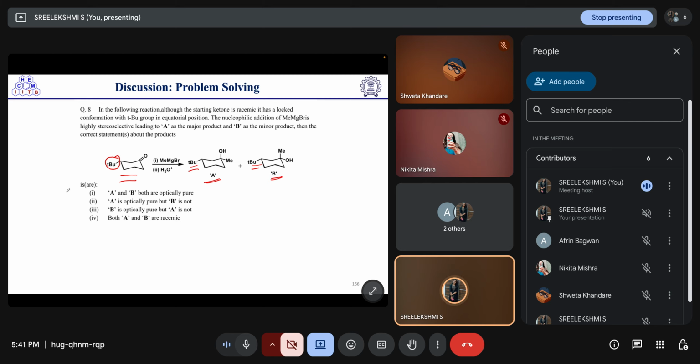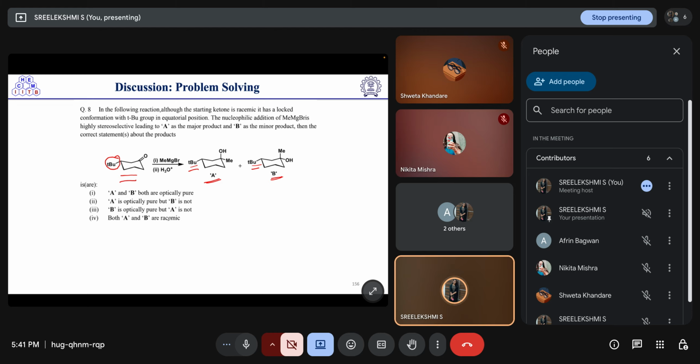So the question is, A and B both are optically pure, that is they are diastereomers, and not in racemic form. Or A is optically pure but B is not. Or B is optically pure but A is not. Or both A and B are racemic. Which would be the correct answer?